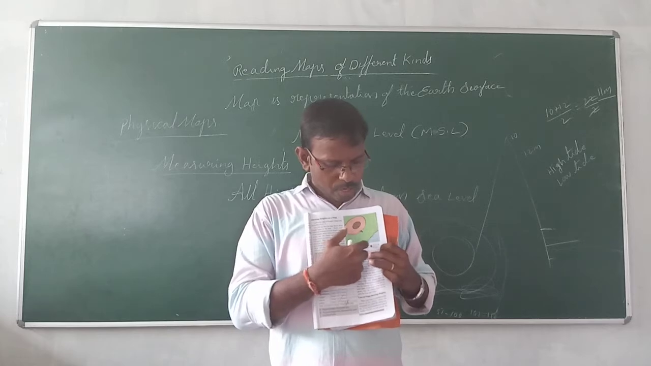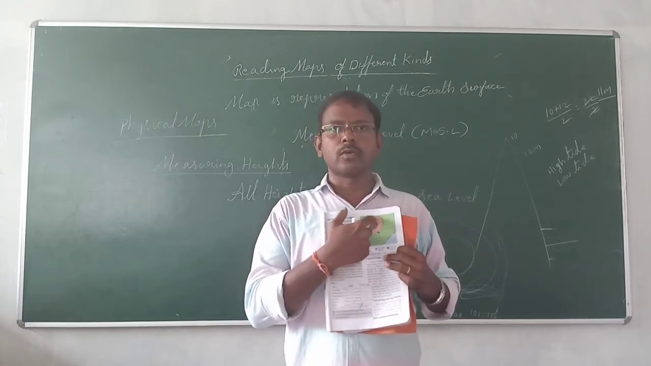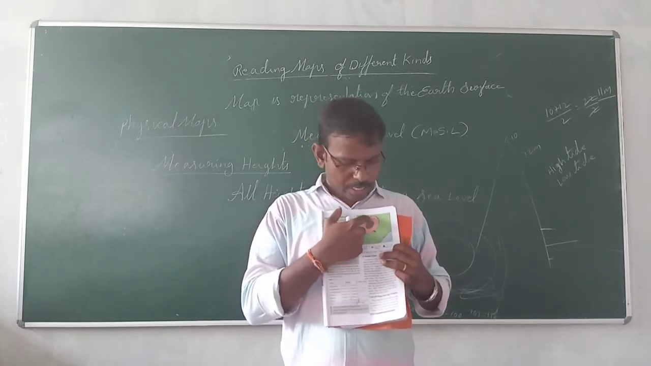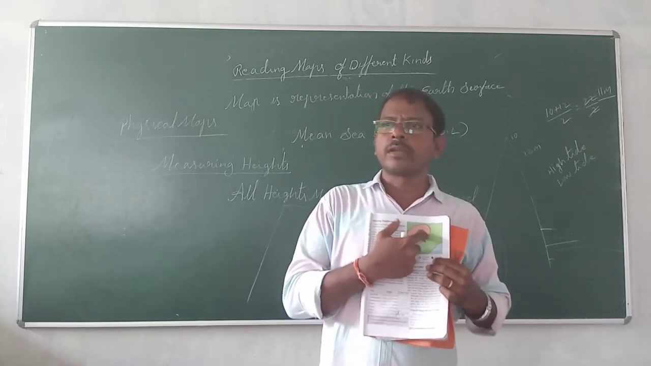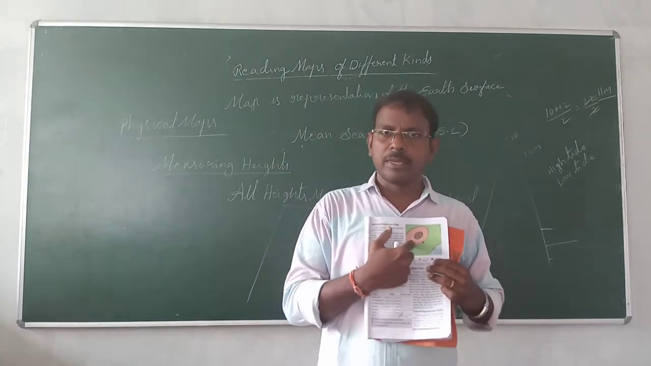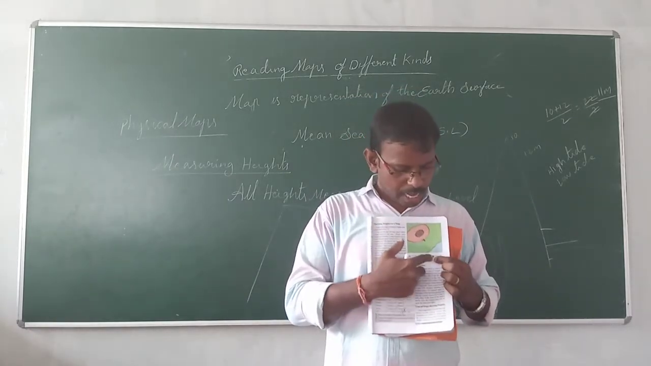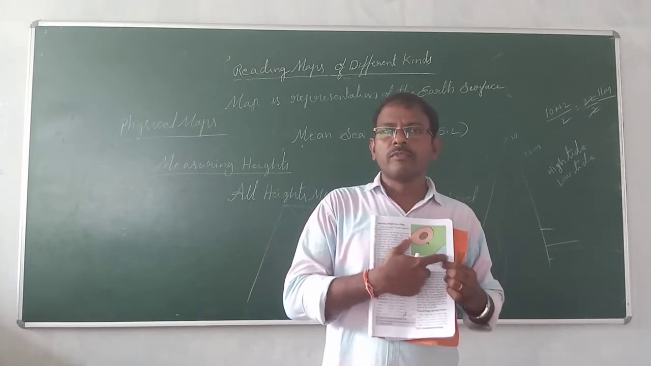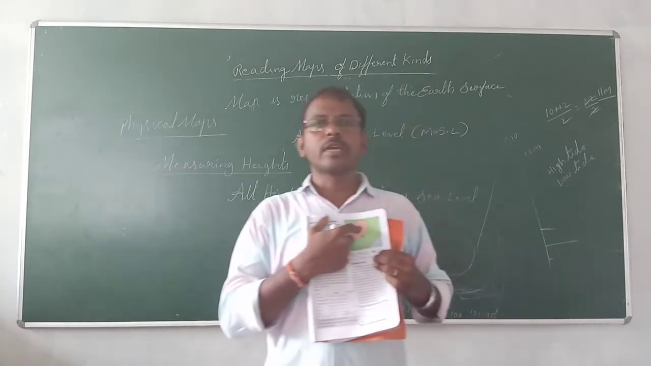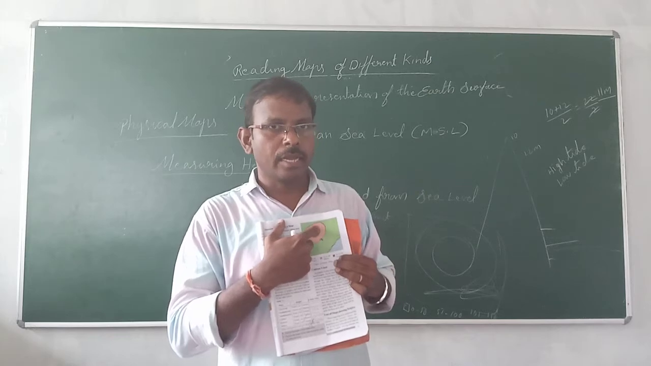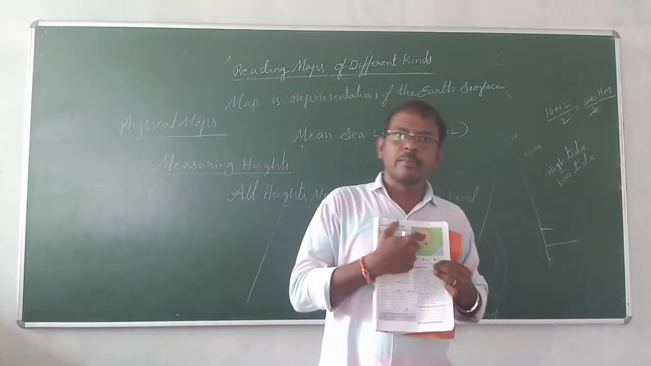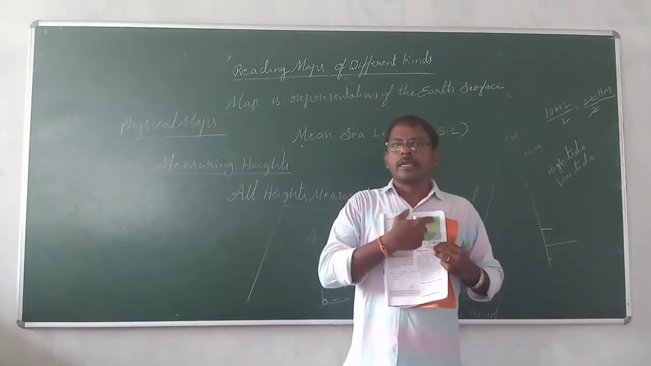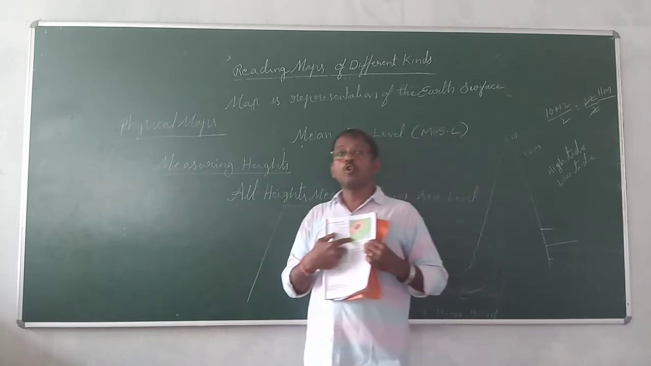Next, 51 to 100 meters, brown color has been given. The places located here are 51 to 100 meters high. Next, dark brown is 101 to 150 meters. The places located in this area are more than 100 meters high. Understood? So the map gives us total information.